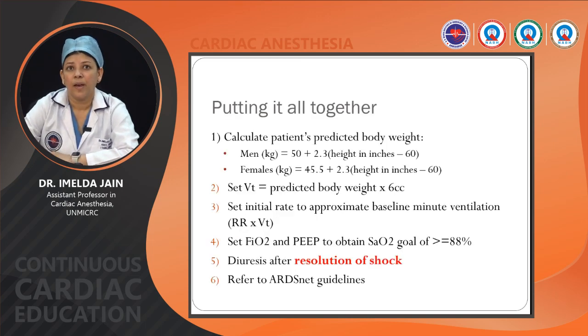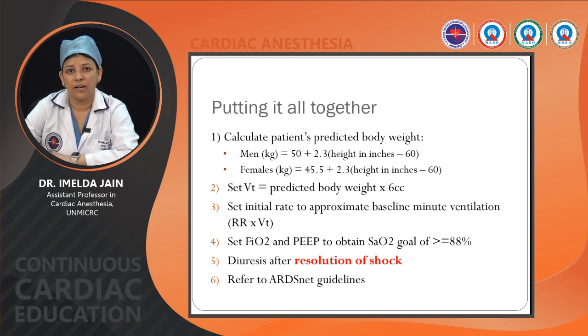To summarize, first of all, when weaning, the patient's predicted body weight should be taken into consideration, not the ideal body weight. The predicted body weight of men should be 50 plus 2.3 times height in inches minus 60. For females, the predicted body weight is calculated as 45.5 plus 2.3 times height in inches minus 60. The tidal volume in the ventilator should be 6 ml per kg of the predicted body weight.